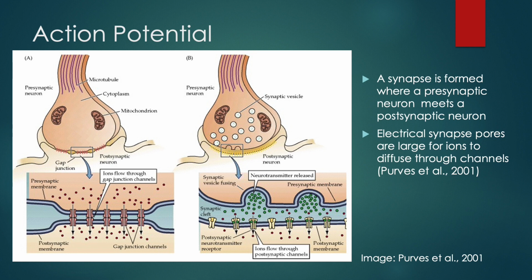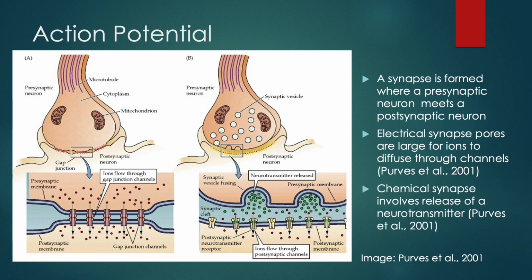These are not as common as the chemical synapses, but they are in just about every type of nervous system, and also found in the brain. So they do happen. What happens is these pores are large enough for the ions just to continue on down through into the next nerve, and so this happens basically through diffusion. A chemical synapse involves a release of a neurotransmitter, and we'll talk about neurotransmitters, and this will be the main focus of the rest of this discussion.